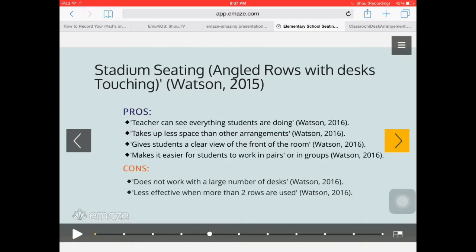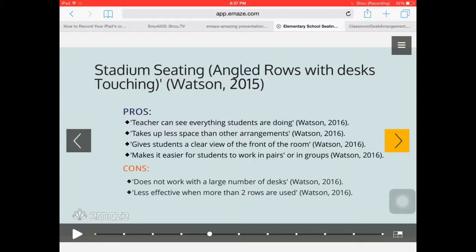There are some pros and cons that Angela Watson explains about stadium seating arrangements. And so, the first pro that is explained by Watson is that the teacher can see everything that the students are doing. So the teacher's not wondering whether the students are paying attention. She knows whether they are because of the seating arrangement. Watson also explains that it takes up less space than other arrangements, which is super awesome and very beneficial for classroom space. Another pro that she explains is that it gives students a very clear view of the front of the room, so they're able to see the chalkboard, they're able to see the projector very well.